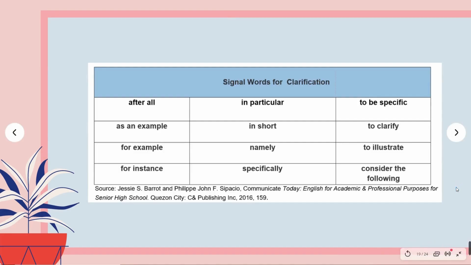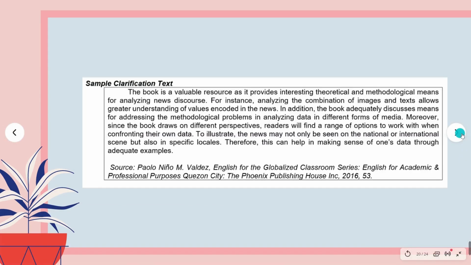Now let's have the signal words for clarification. After all, is an example, for example, for instance, in particular, in short, namely, specifically, to be specific, to clarify, to illustrate, consider the following. Now these are the signal words for clarification. Let's proceed to the example that we have for clarification. This is a sample clarification text.